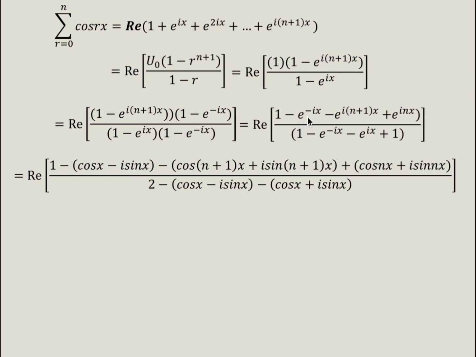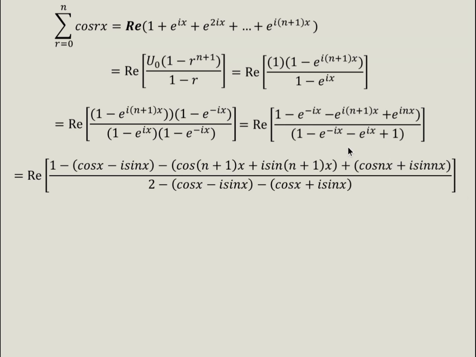So e to the negative ix becomes cos x minus i sin x. Then e to the i(n plus 1)x becomes cos (n plus 1)x plus i sin (n plus 1)x. And e to the inx becomes cos nx plus i sin nx. The same thing applies at the denominator. We replace all the exponential forms by their polar forms. At this point, we can read the real part of the complex number, because the command here tells us to take only the real part, which should be the real part of the numerator divided by the denominator, which will already be real since we have realized it.